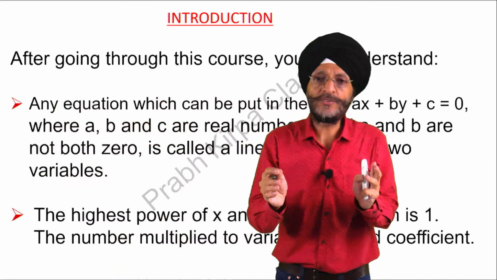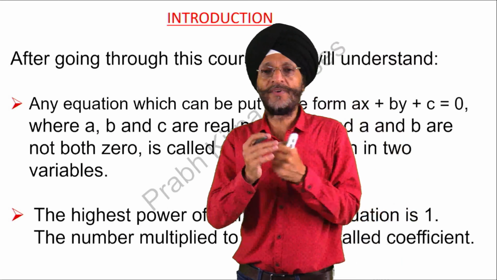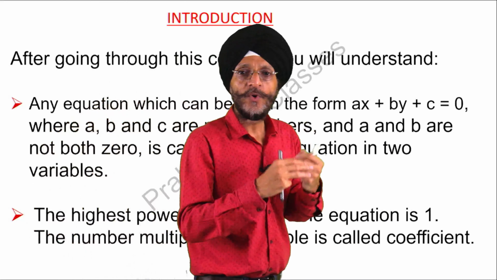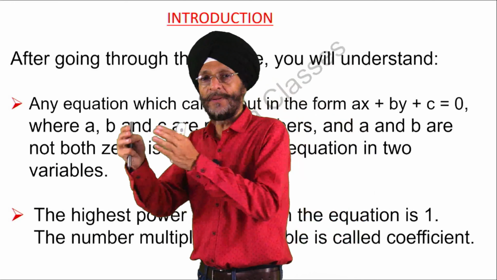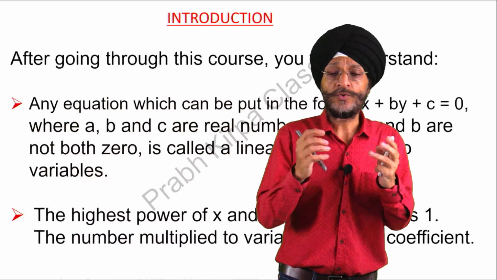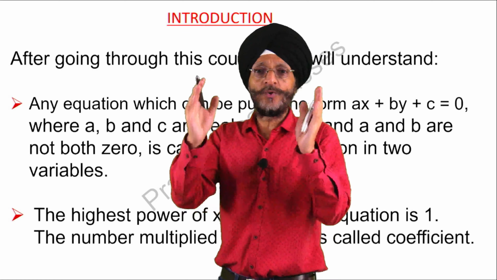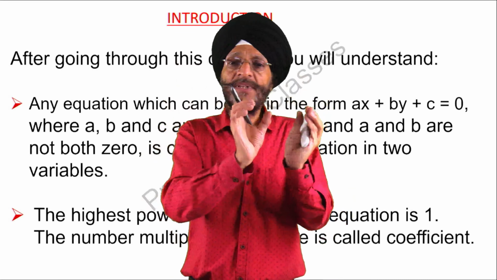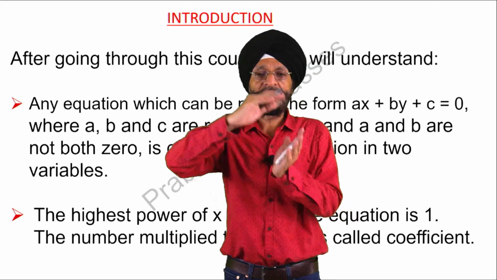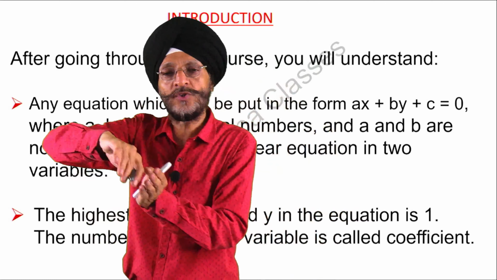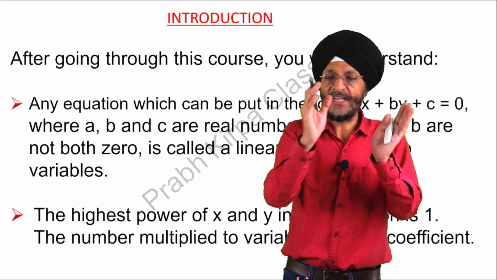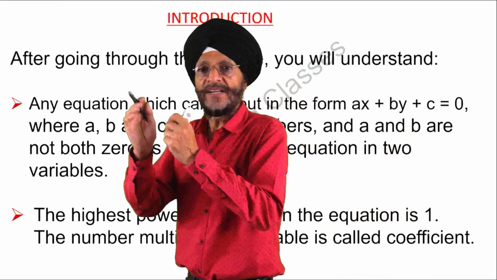But in the case of linear equations in two variables, there are two variables. It may be x or y, or it may be p or q, or it may be y or z, or anything else. So when two variables are involved and the value of one variable changes, the value of the other variable also changes accordingly, so that the equation is proper. That is, the left hand side is equal to the right hand side.